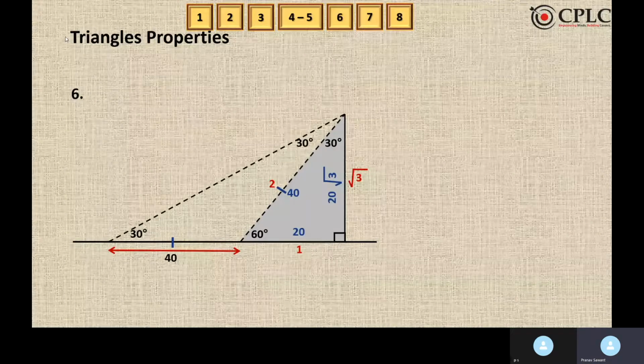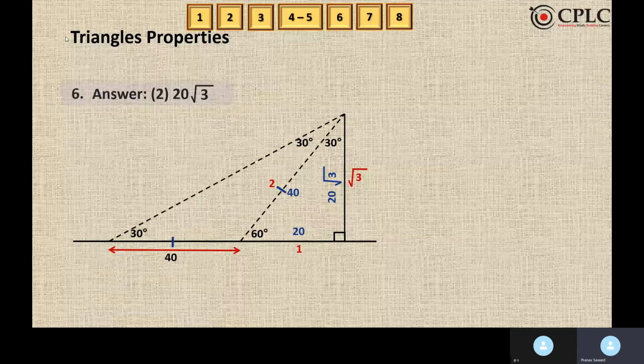Hence, the answer is option 2, that is 20 root 3. So the height of the pole is 20 root 3. Moving to the next question.